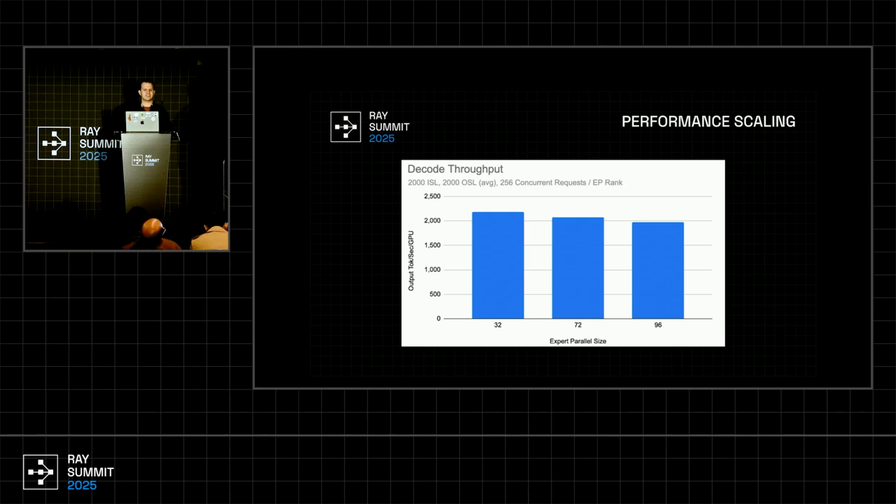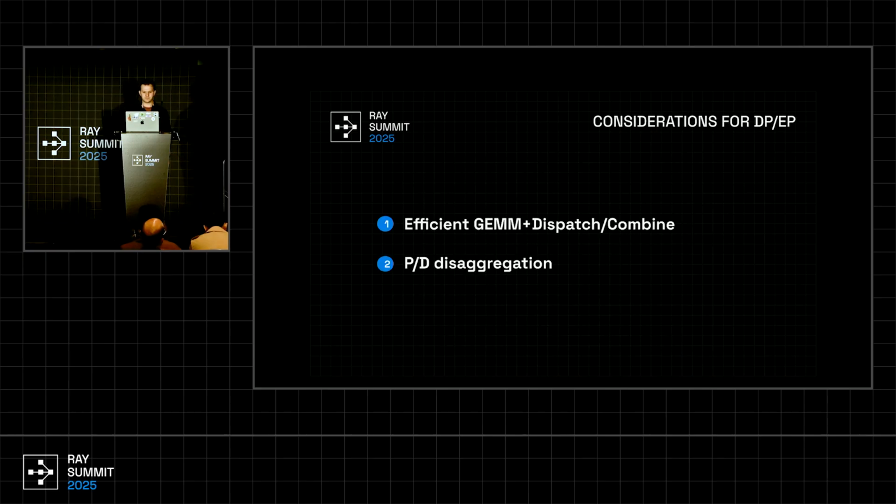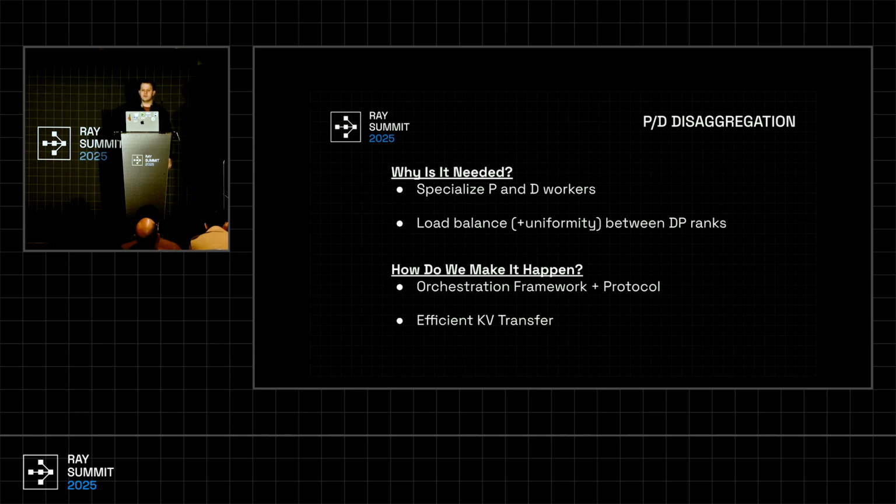This looks at a fixed 256 concurrent requests per EP rank. But all of this is working really, really well. And it was a lot of engineering effort to get all of these optimizations to work together. So that's the efficient DeepGEMM and DeepEP dispatch combine.